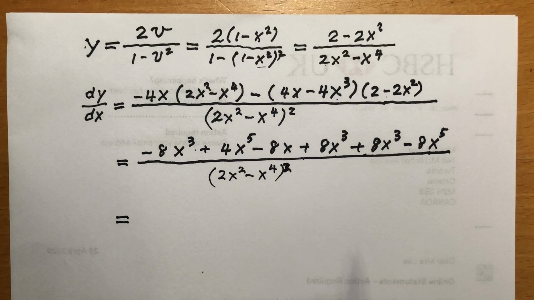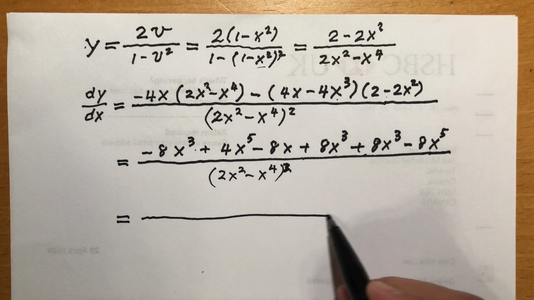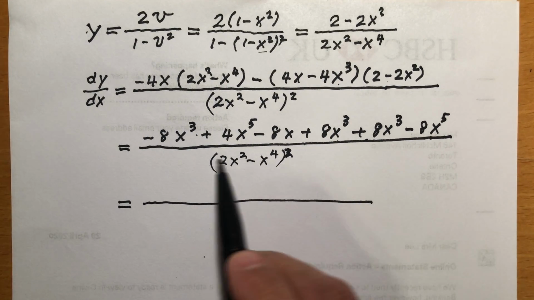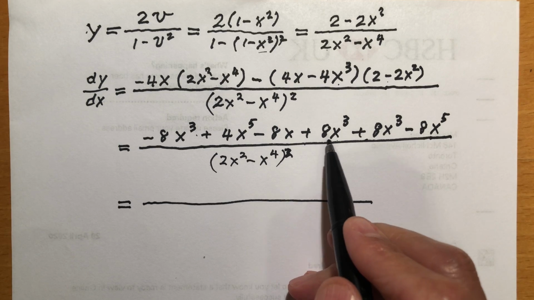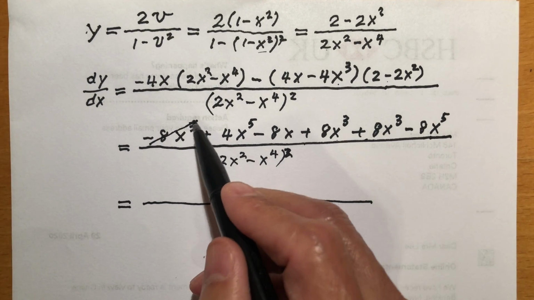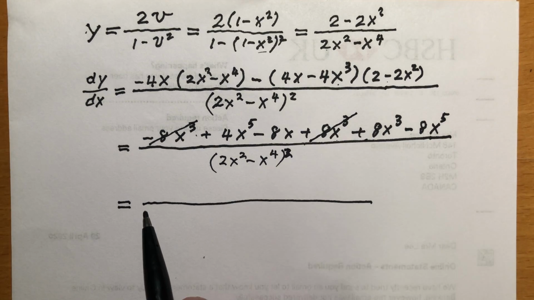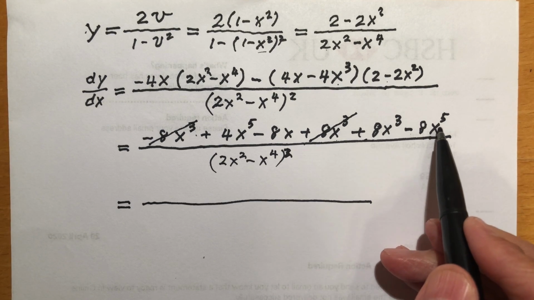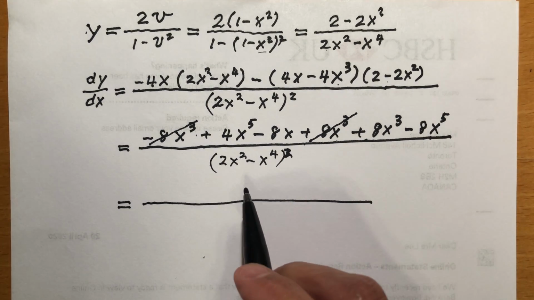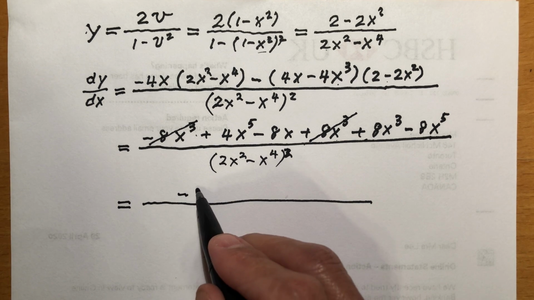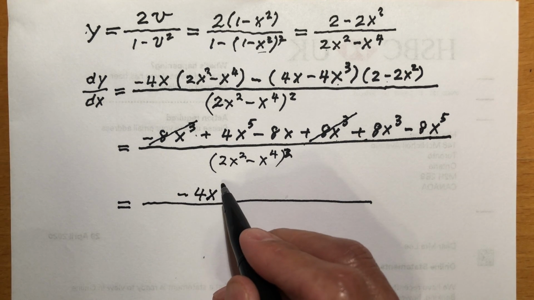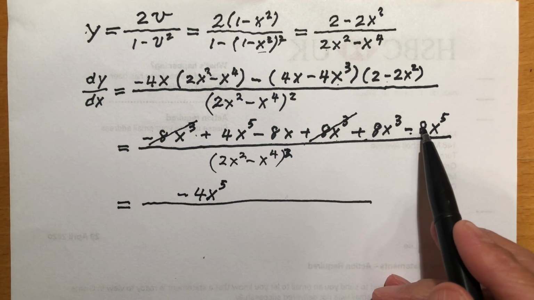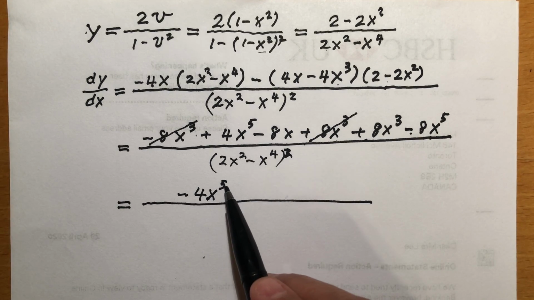So you simplify the top now. This minus 8x cubed, and I have a plus 8x cubed, so that can be cancelled. Then I still have 8x cubed. I have x to the power 5, x to the power 5. So I have minus 4x to the power 5. Correct? This is plus 4. This is minus 8. So I have minus 4x to the power 5.